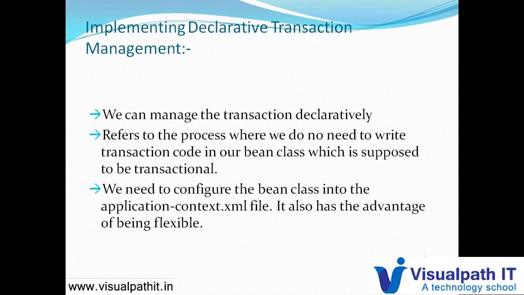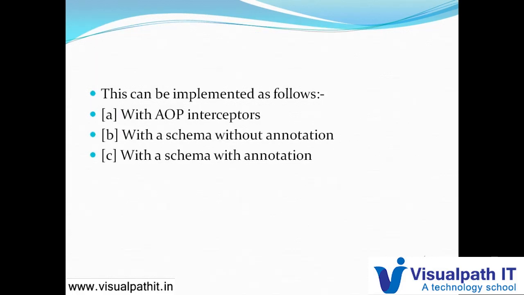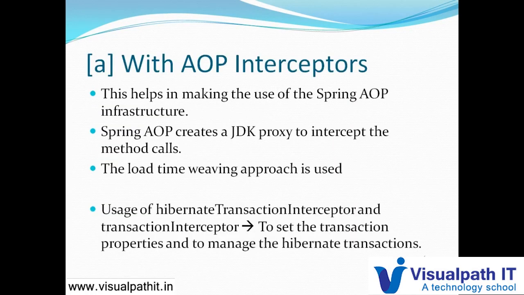If there is any change in the requirement, we need not go into the application code and make all the changes all the time. While using declarative transaction management, we can just modify the application context.xml as per our requirements. There are three ways in which this can be implemented: with AOP interceptors, with a schema with annotation, and with a schema without annotation. Let's see how it is done with AOP interceptors.